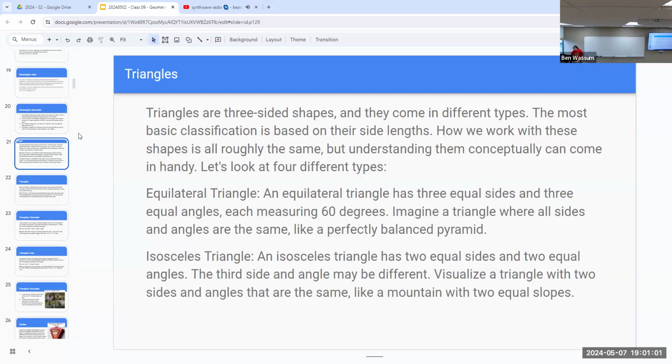Then you have the isosceles triangle. Equilateral is three equal sides. Isosceles is two equal sides, two equal angles. Then you just got another one hanging off. The third side and angle may be different. So visualize a triangle with two sides and angles that are the same, like a mountain with two equal slopes. Imagine that they're very steep and the guy is trying to ski off them and he just falls. You're welcome.